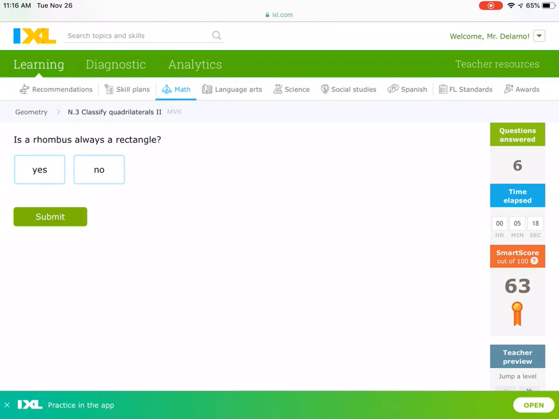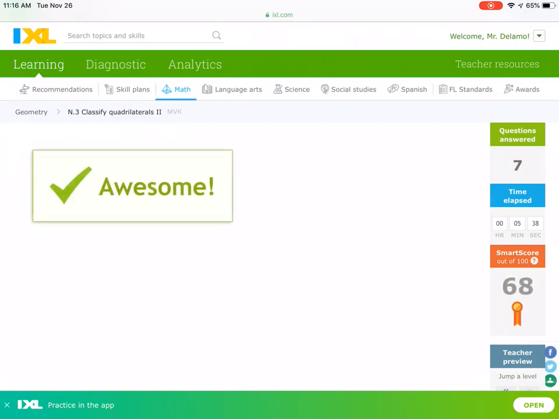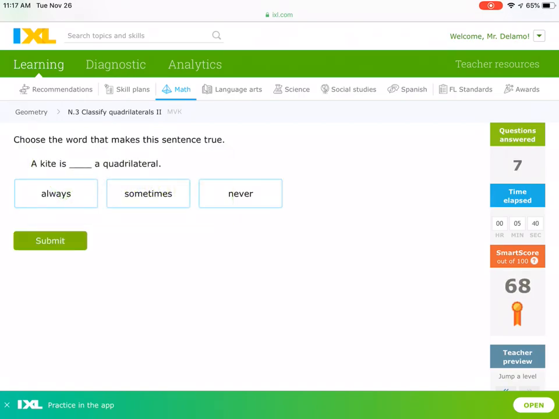Okay, is a rhombus always a rectangle? So what does it take to be a rectangle? One of the things you need is all four angles to be 90, but rhombuses don't always have all four angles 90. So this is no. Choose the word that makes this sentence true. So it says, a kite is always, sometimes, or never a quadrilateral. Okay. A kite is always a quadrilateral because a kite has to have four sides. So this is always.